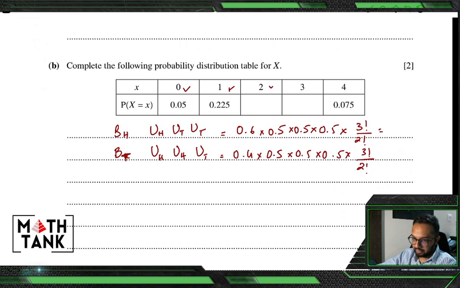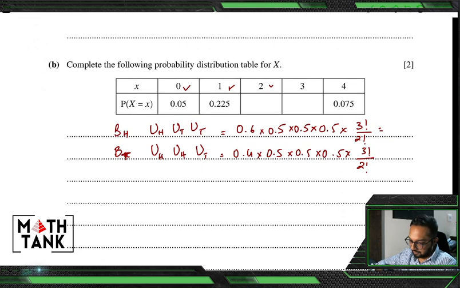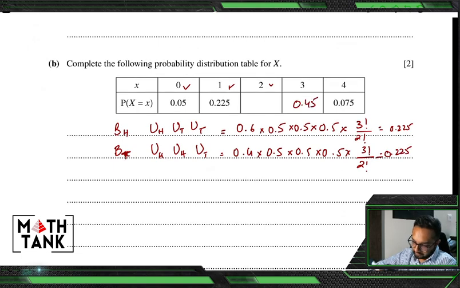0.6, 0.5, 0.5, 0.5 into 3 gives me 0.225. And that should also give me 0.225. So 2 gives me 0.45. Let's see. 0.05 plus 0.225 plus 0.45 plus 0.075 gives me 0.8. So that should be 0.2. I'm not computing that separately, I'm just checking my answer now. Let's see if I get the correct answer.